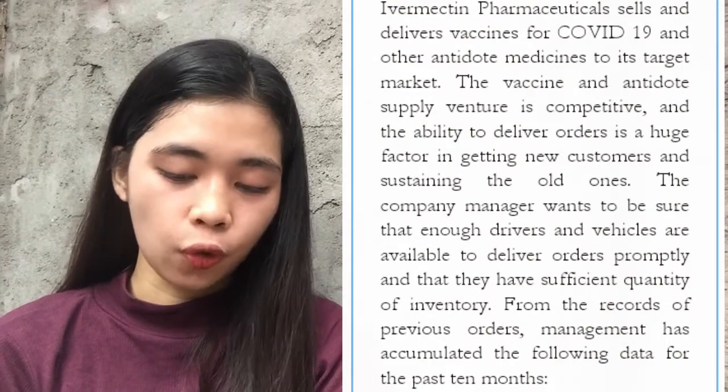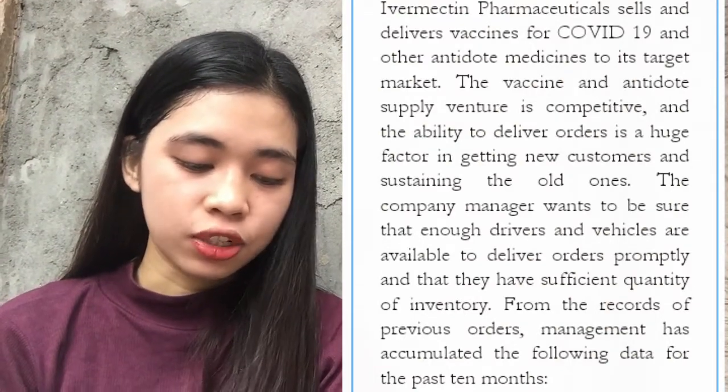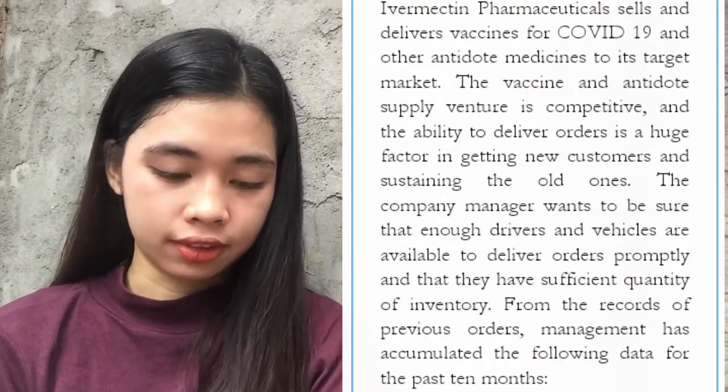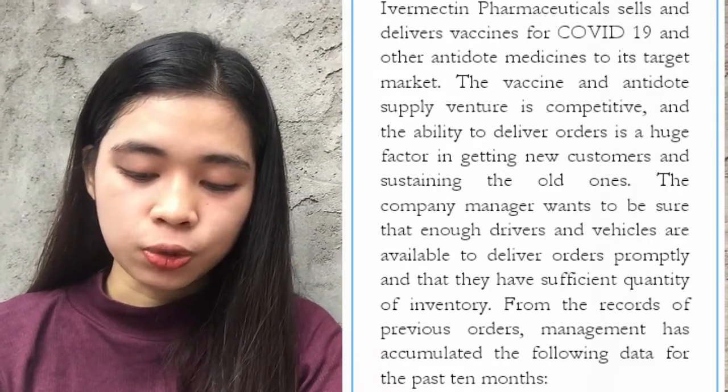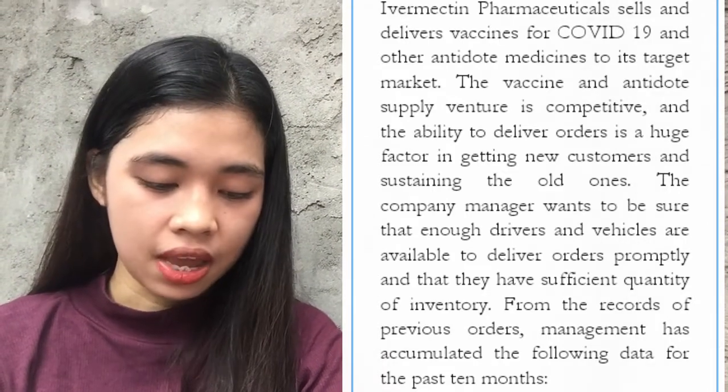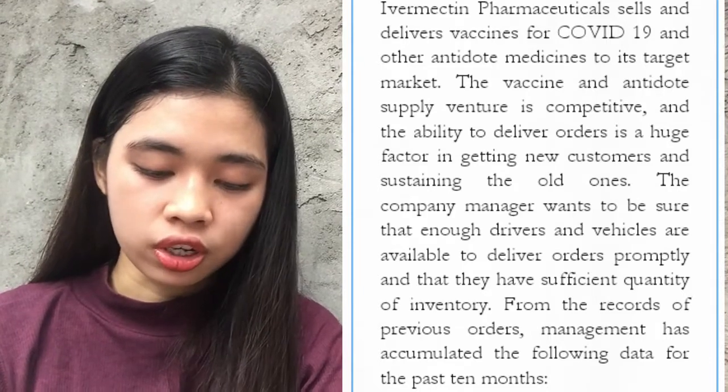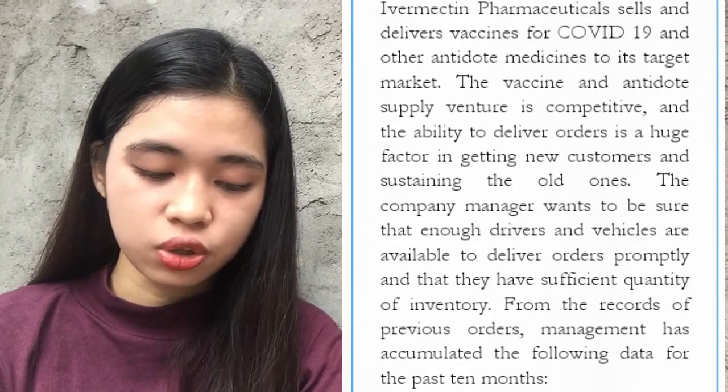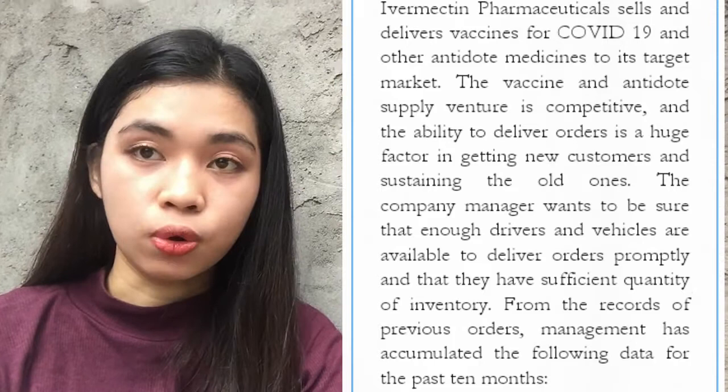And I'm here to discuss my activity on demand estimation and forecasting. Ivermectin Pharmaceutical sells and delivers vaccines for COVID-19 and other antidote medicines to its target market. The vaccine and antidote supply venture is competitive, and the ability to deliver orders is a huge factor in getting new customers and sustaining the old ones.